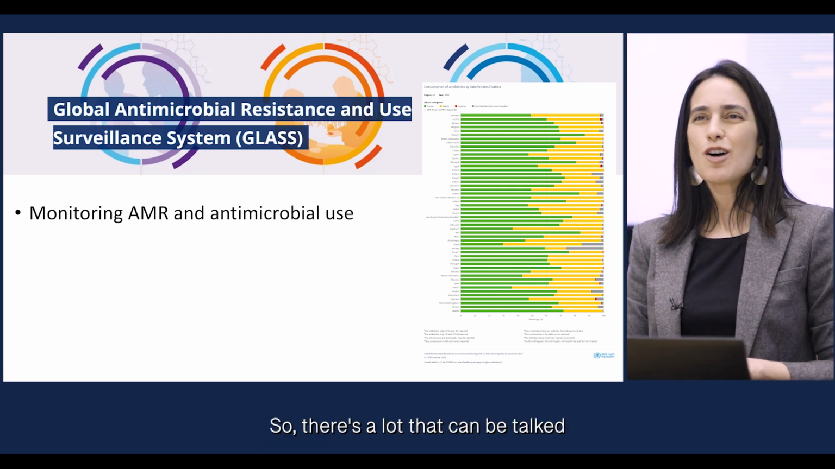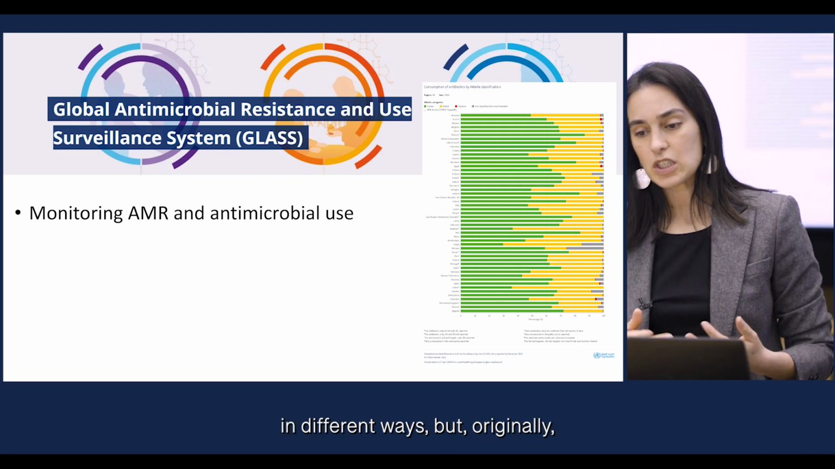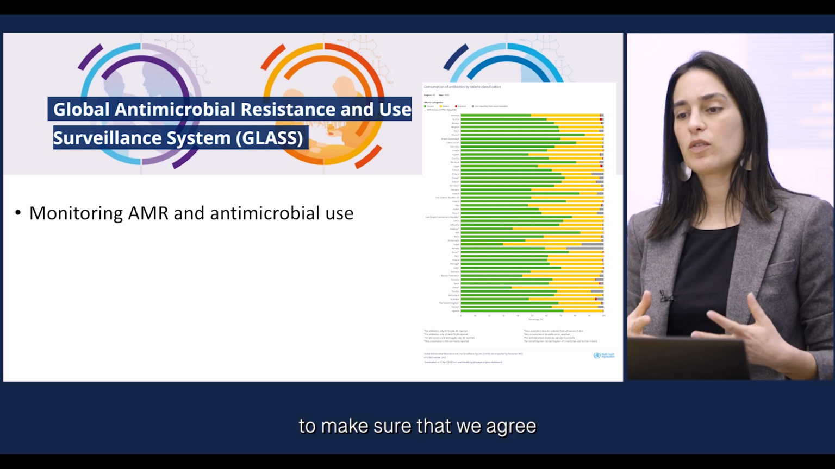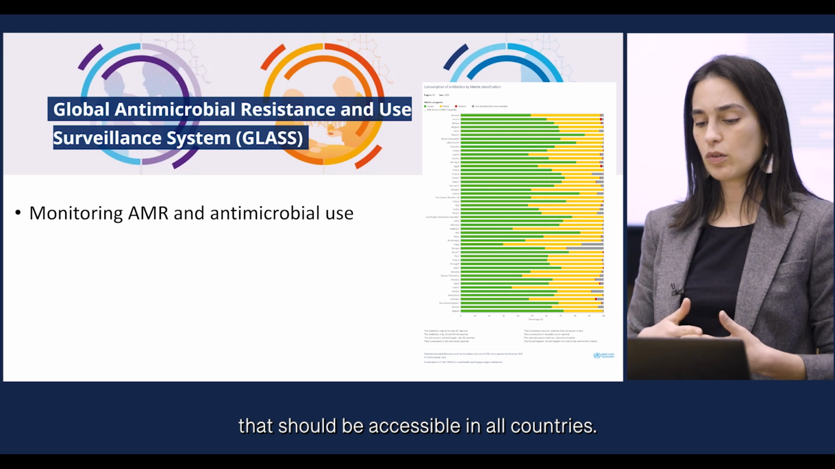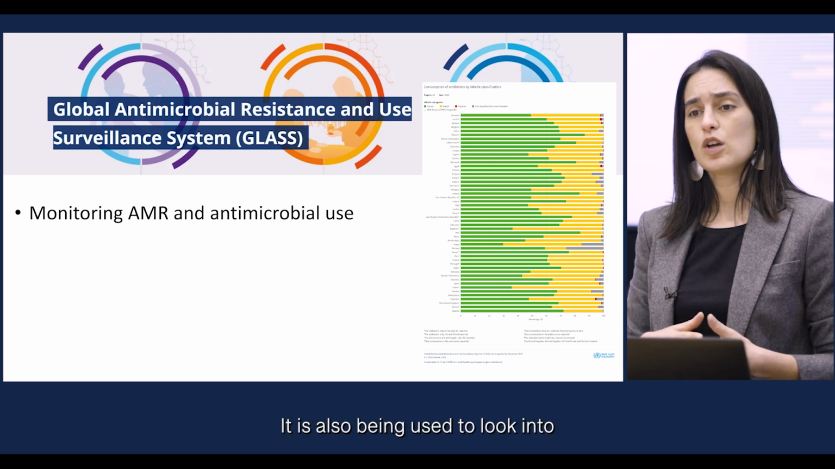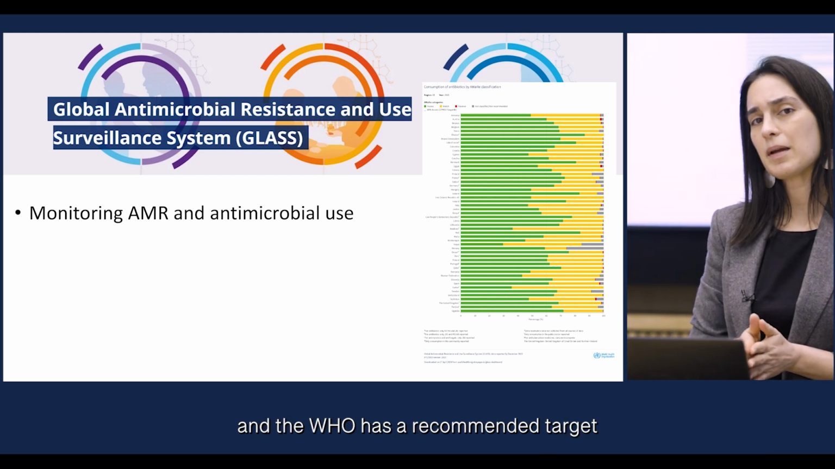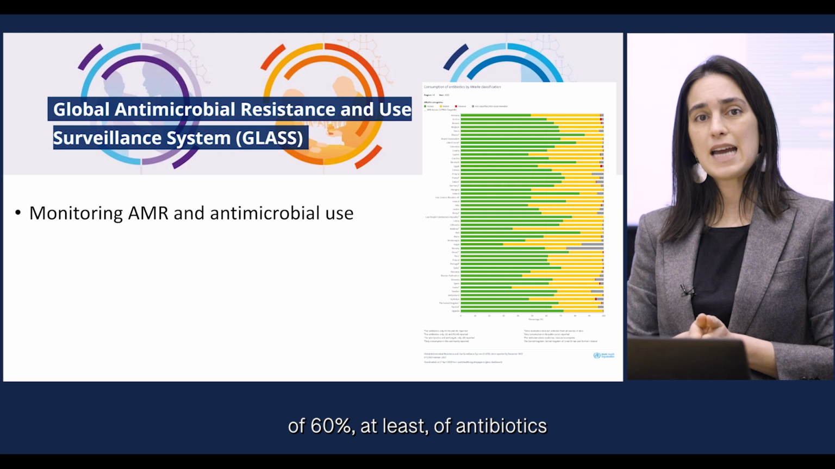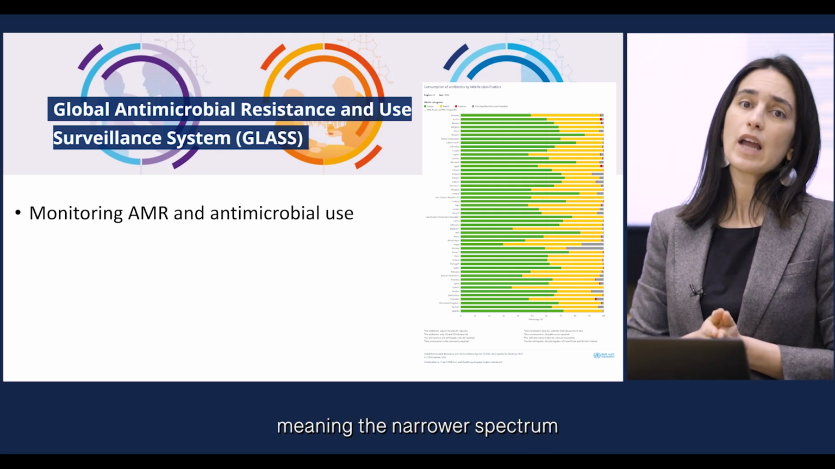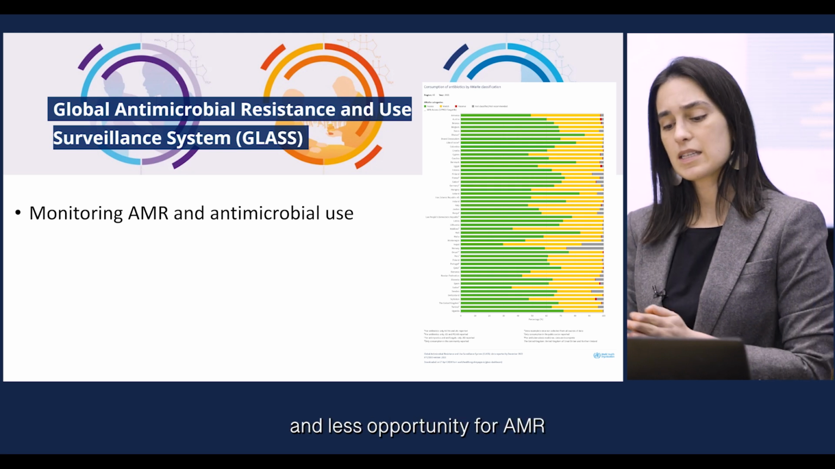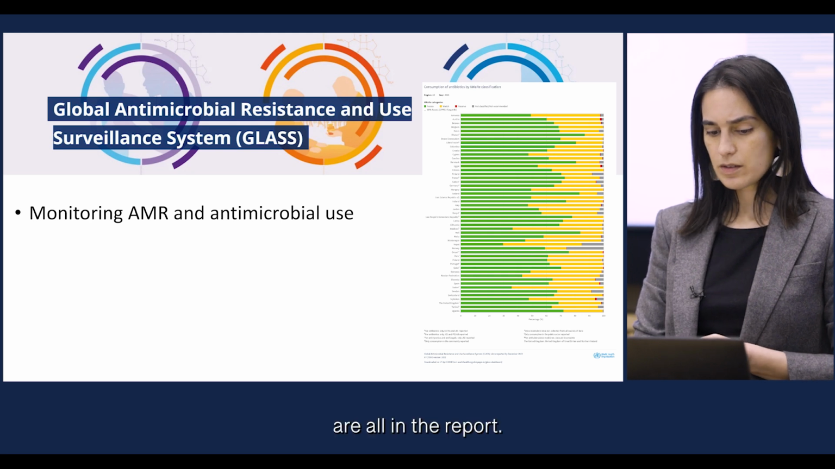So there's a lot that can be talked about for this categorization, and every country is dealing with this in different ways, but originally this was specifically for countries to make sure that we agree on a list of antibacterials that should be accessible in all countries. It is also being used to look into the appropriateness of antibacterial use, and the WHO has a recommended target of 60% at least of antibiotics used in a country to be of the access category, meaning the narrower spectrum and the less toxic and less opportunity for AMR in the long run. So these are all in the report.